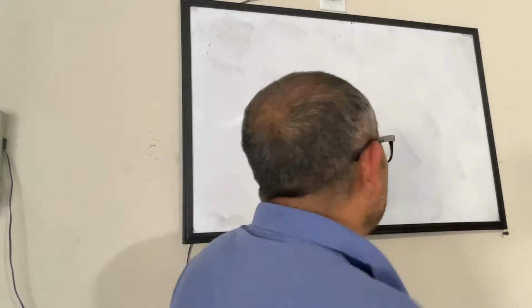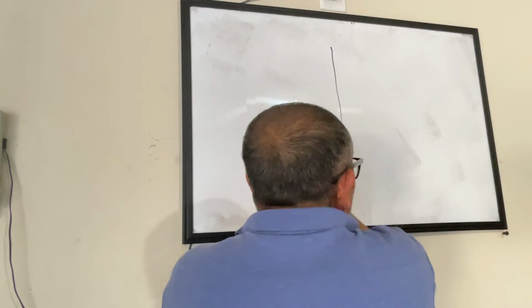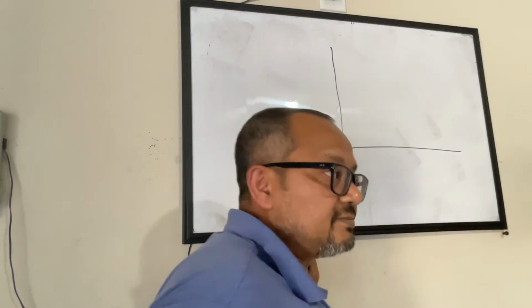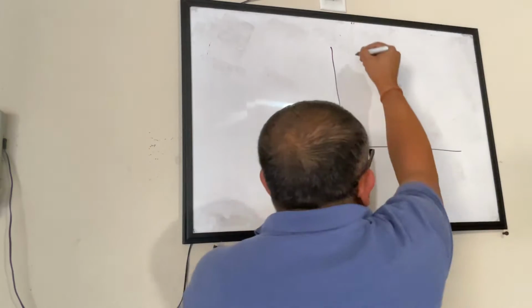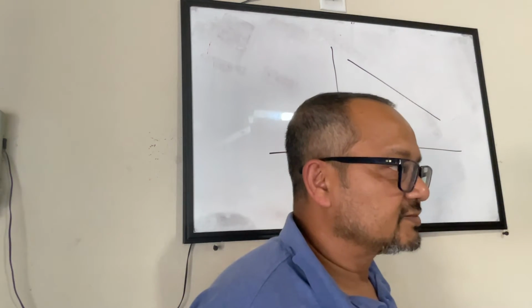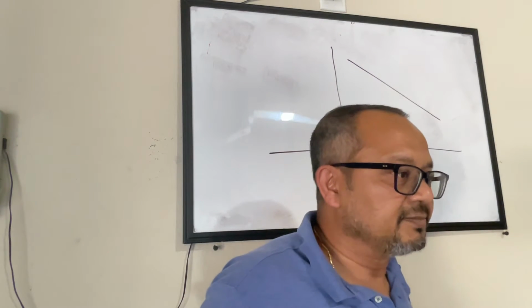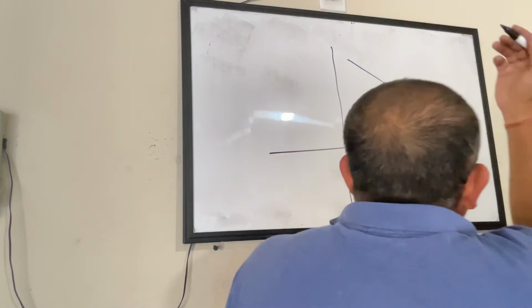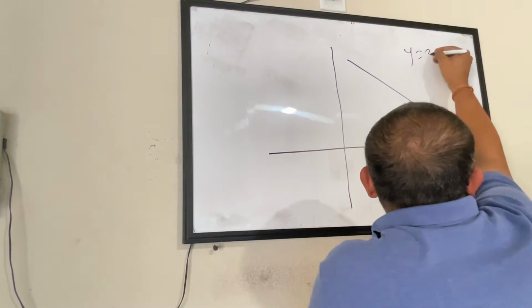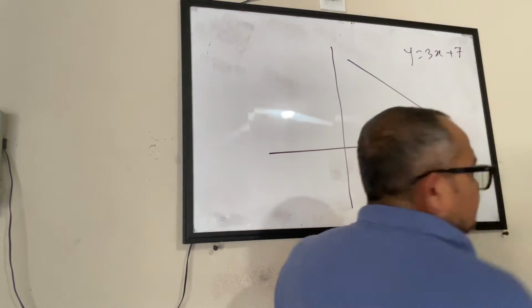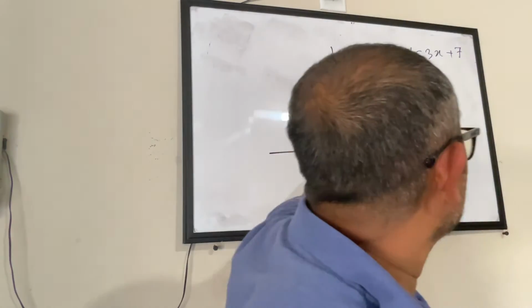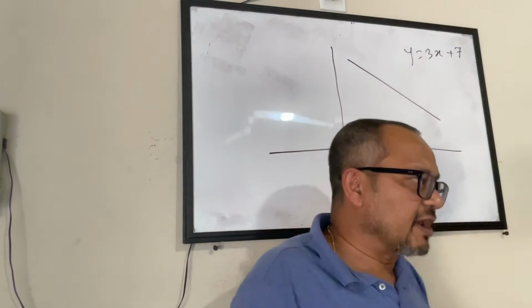Now, let's look at it against a graph in a coordinate plane. This is a line. And a line comes from a linear equation. Let's say my linear equation was this, y equal to 3x plus 7. And that is what was drawing this line for me. I'm just picking it up.